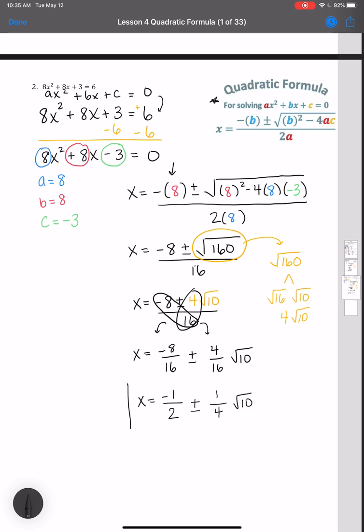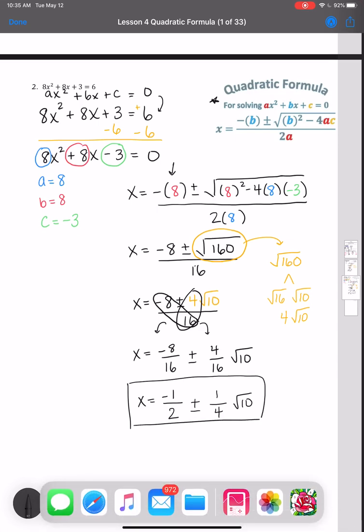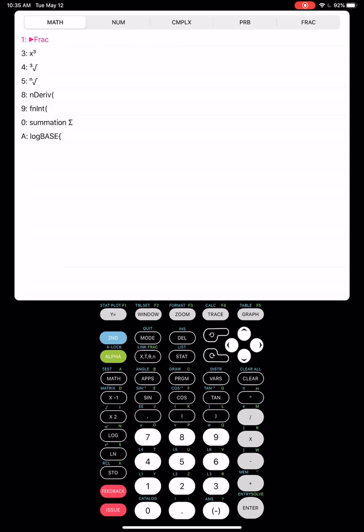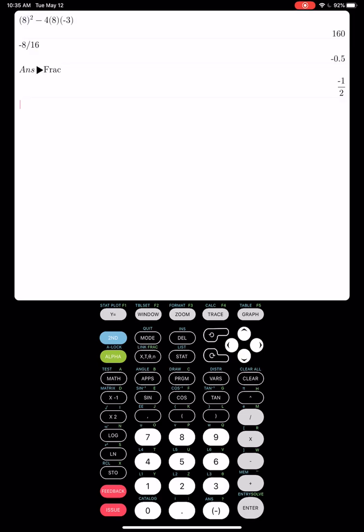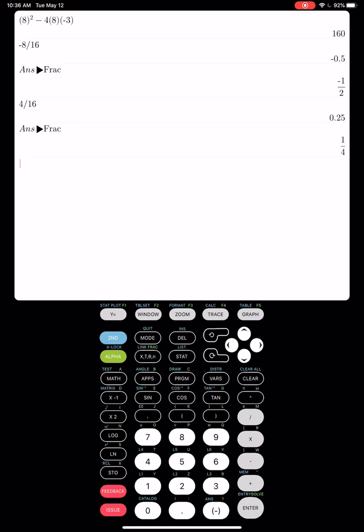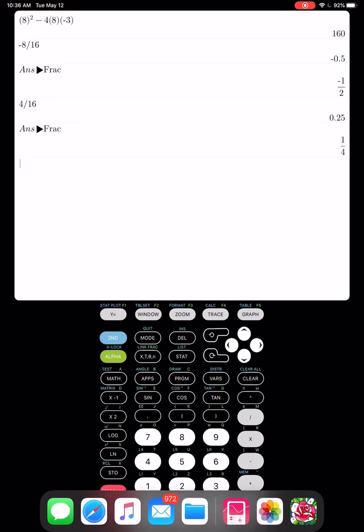If you don't know how to simplify fractions, you can do this in the calculator. So we're going to go to the calculator and say negative 8 divided by 16, and you get this decimal here. Then you're just going to hit math, enter, enter, and it'll give you your fraction. Same thing if we do 4 divided by 16, you get a decimal, hit math, enter, enter, and it'll give you a simplified fraction.